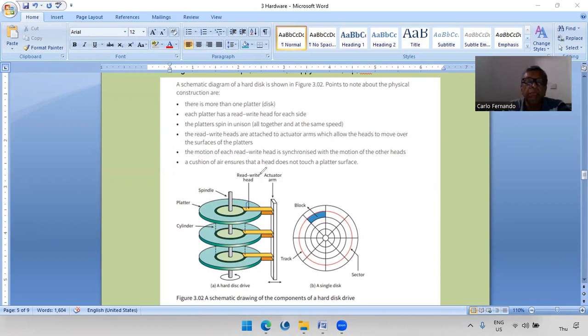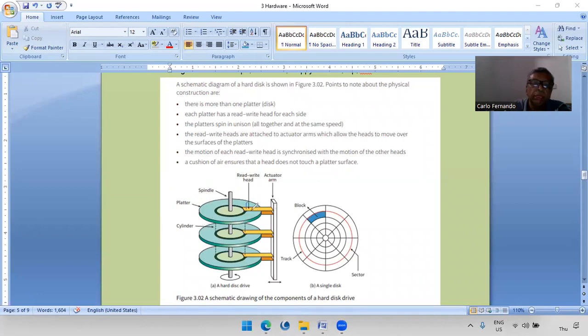A cushion of air ensures that a head does not touch a platter surface. Now this is airtight. This is sealed. All this is put together. You may have seen a hard disk. You see, it's enclosed, it's sealed. You can't see these platters and read-write heads and all that unless you open it. So it's covered and sealed. It's airtight. This turns at about 7,000 revolutions per minute, RPM.